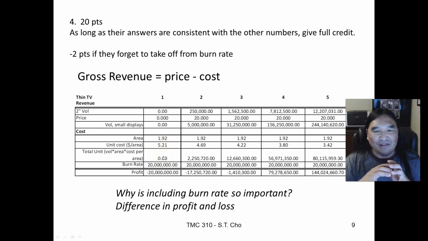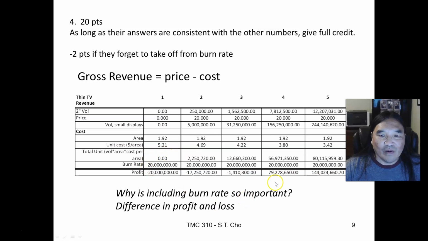Remember the hint I gave you, that you should think about a display as a pizza. And so they're all going to cost the same, but I need to know the area and what costs per year, because the costs are coming down. And so that gives me what my total costs are. So my gross revenue is what my revenue is, which is the price times volume, minus the cost, how much it costs me times volume.